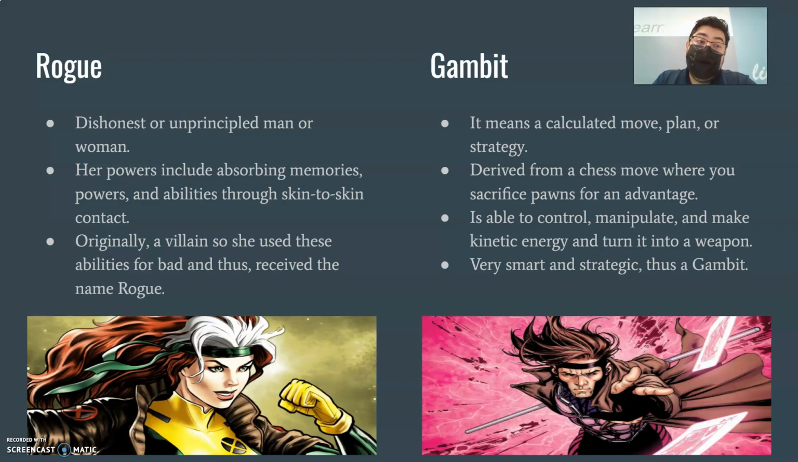She was originally a villain, so she used these powers for bad and thus received the name Rogue because she was dishonest, she was stealing powers, and she was unprincipled. She didn't care what was going on. She just stole the powers and used them against people.